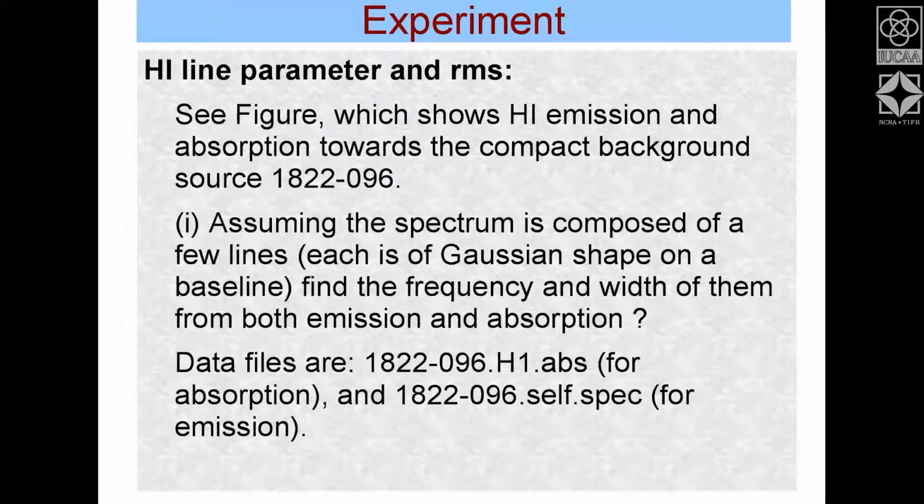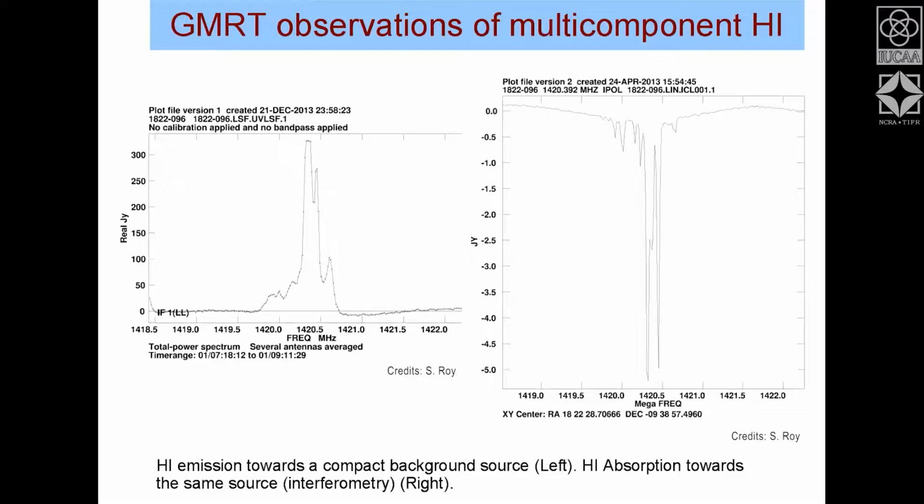In that figure, which you saw, the H1 emission and absorption towards the compact background source, we now assume the spectrum is composed of a few lines, each of Gaussian shape, and this may be sitting on a baseline. Baseline means what? Ideally, it should be 0, but in practice, it may not be 0. It may be an offset, or it could be a second order term also. Sometimes the instrument may give the equivalent of a dark current, which you have heard of in a CCD camera. That dark current equivalent is what comes out as baseline. And if it is not 0, you have to subtract it. Here it looks like the baseline is close to zero, but not exactly zero.